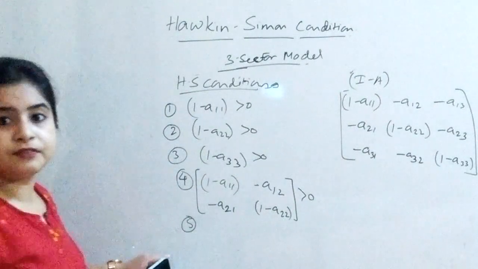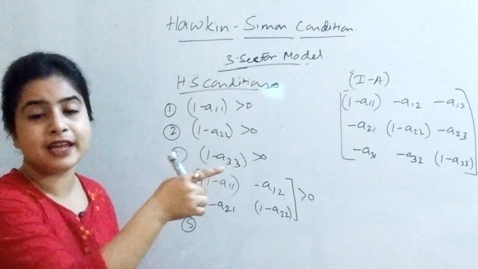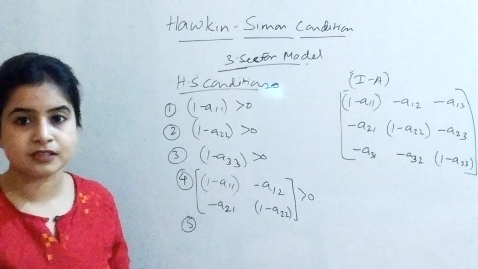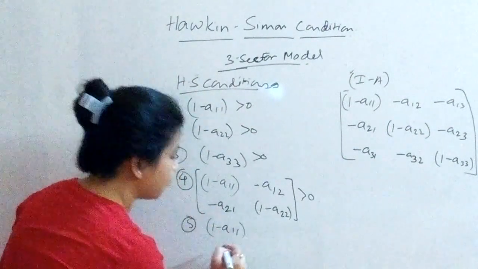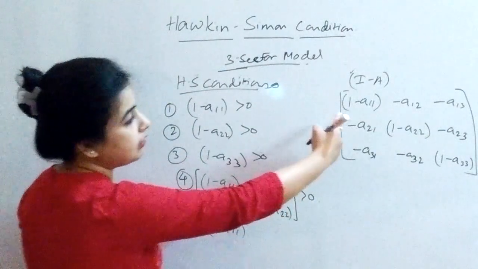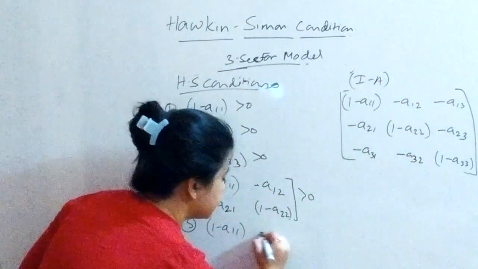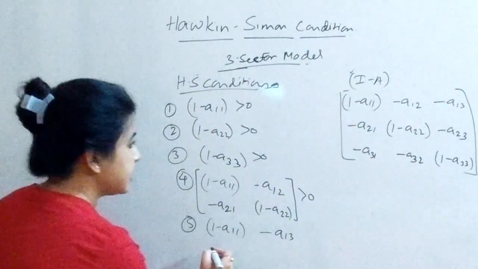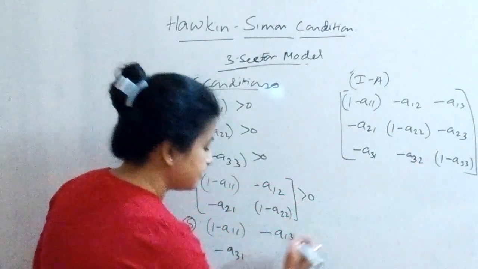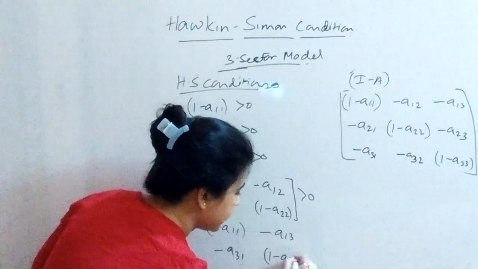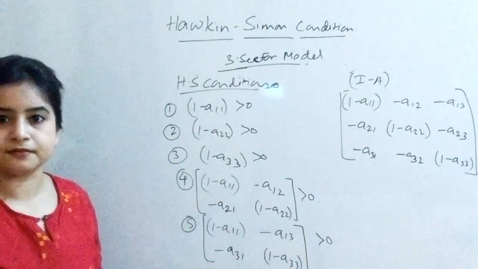Now the fifth condition. Okay. So for the fifth, again we need to take another 2 cross 2 matrix from that 3 cross 3 matrix only. Pay attention. Here we have 1 minus A11, and now I will be moving to this one, that is minus A13. Next we have minus A31, and then finally 1 minus A33. This also needs to be positive.